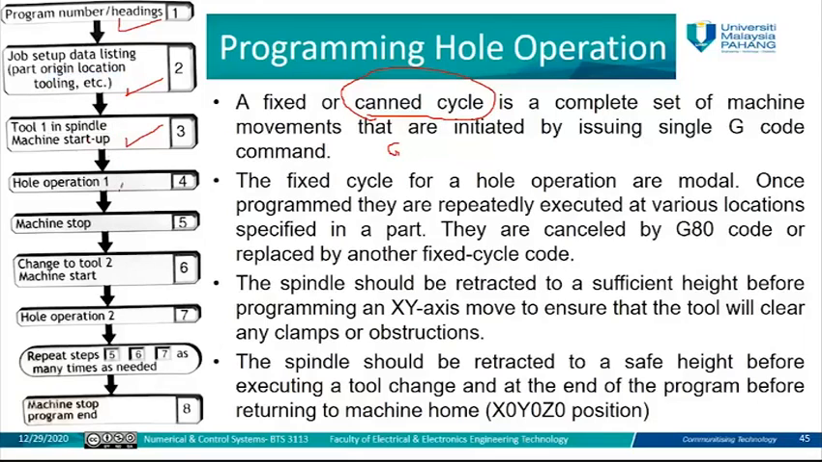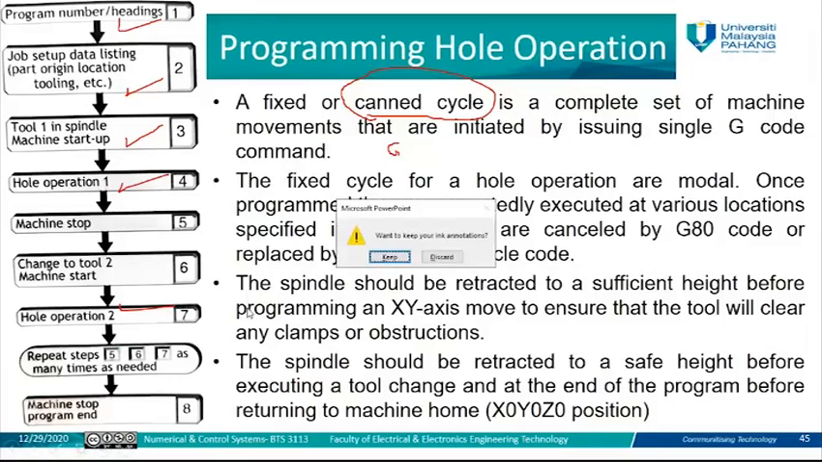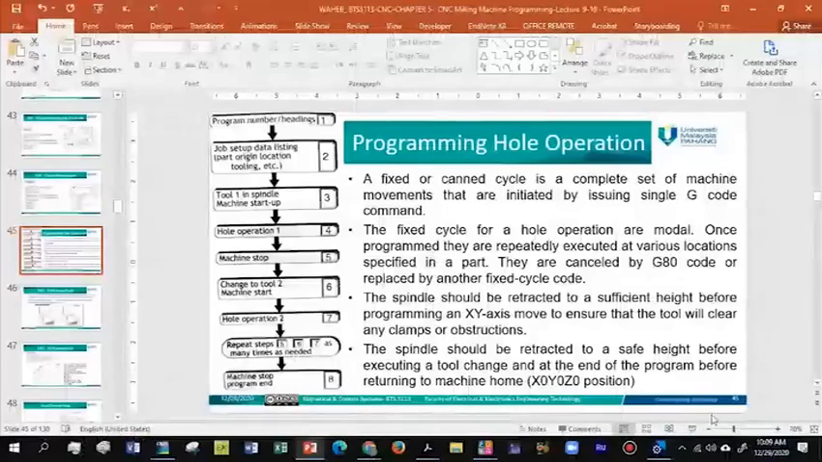Then we talk about the hole operation and how the hole will be made. If we want to change to another tool, we need to stop the machine or the spindle, change the tool, then use the other tool to perform the second hole operation. This step will be repeated based on the requirement or the number of holes that we need to create.